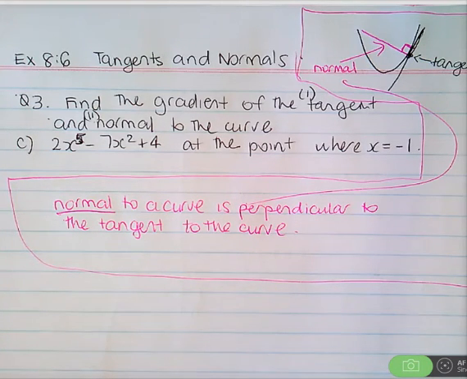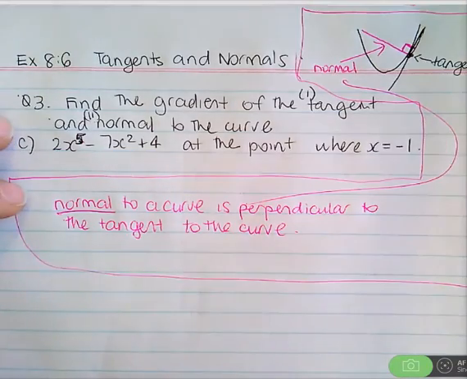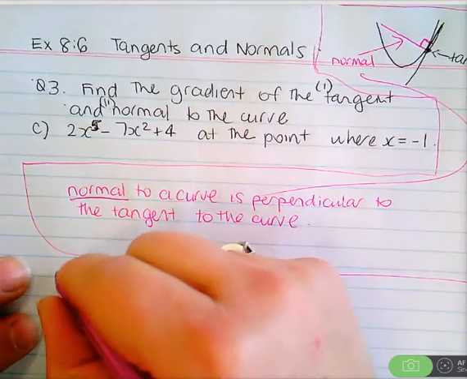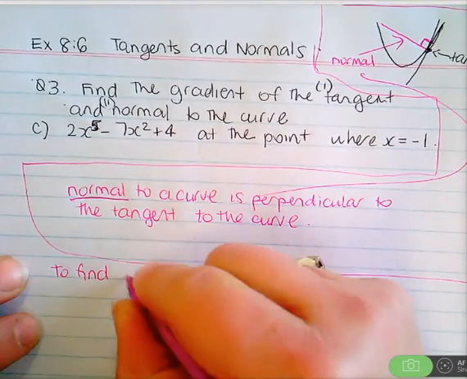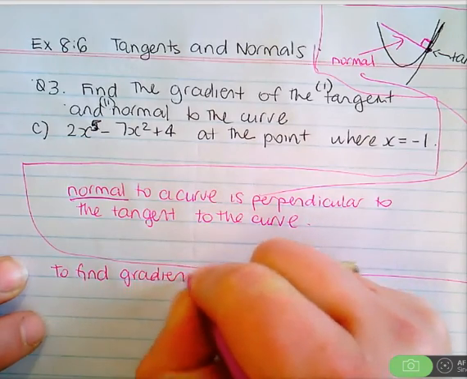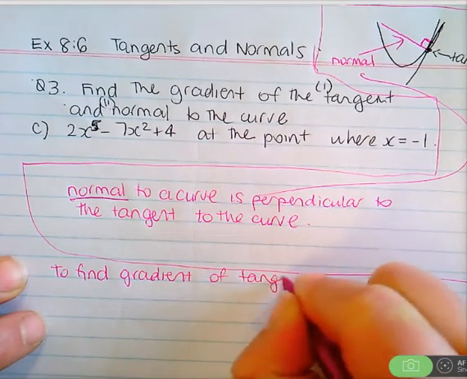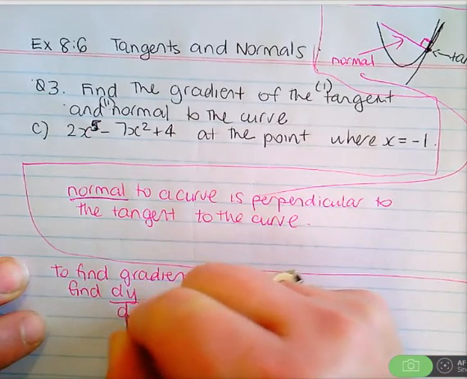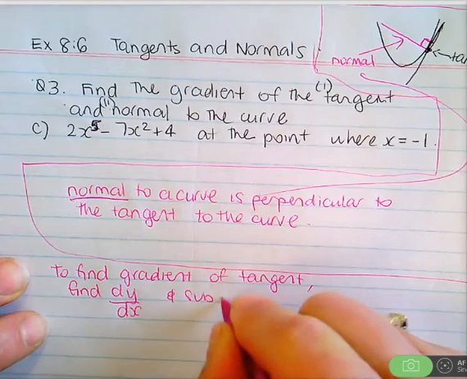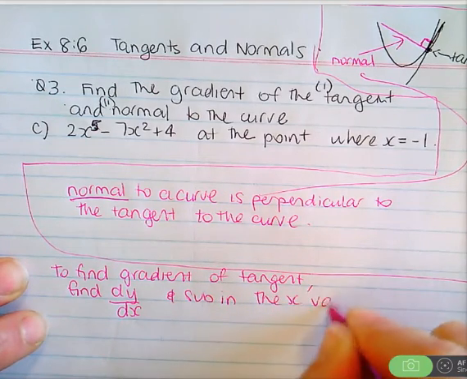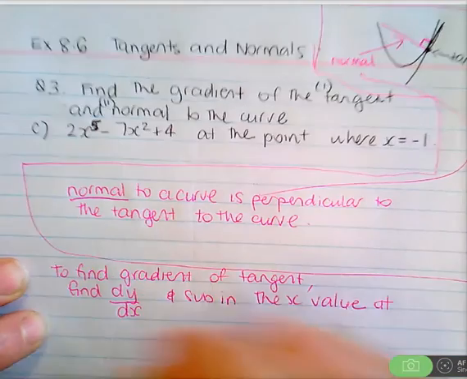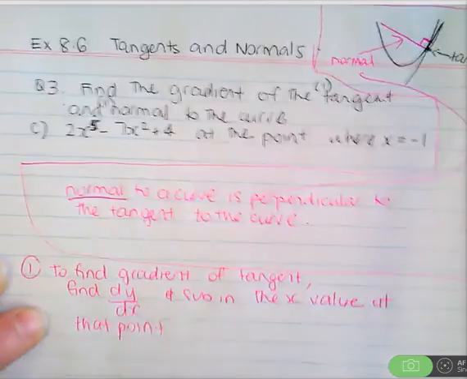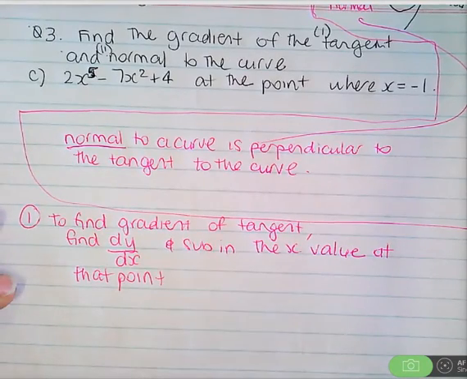So how do you find the gradient? The steps would be, sorry about all these lines, how do you find the gradient of the tangent? To find the gradient of the tangent, this is what we do. We find dy/dx, we differentiate and sub in the x value at that point. So to find the gradient of the tangent, you differentiate.